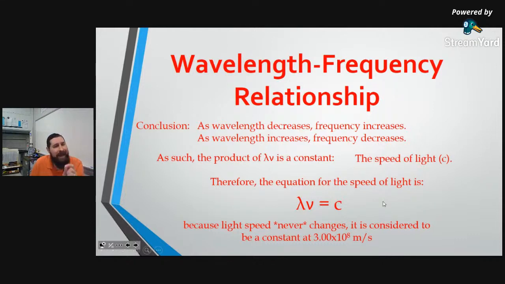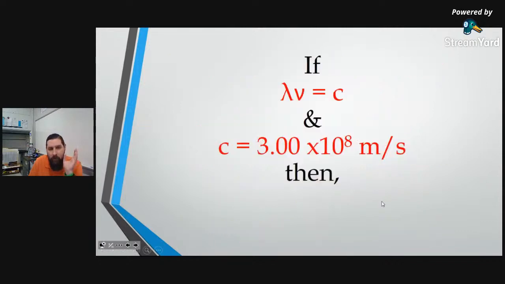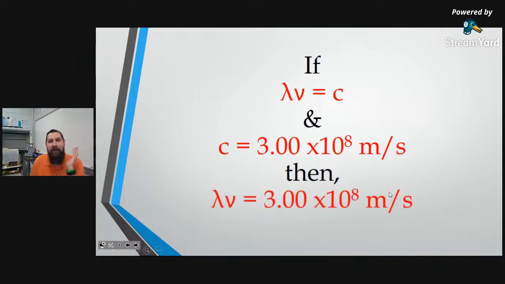Want to also mention that you can see speed of light done in miles per hour, feet per second, kilometers per hour, kilometers per second, any type of distance per time unit, speed of light can be represented in it. But we're going to stick with meters per second. Again, that's going to make the math a whole lot easier when we get to it. So here's what we get. If lambda nu equals c, and c always equals this 3.0 times 10 to the 8th meters per second, then lambda nu always has to equal 3.0 times 10 to the 8th meters per second.